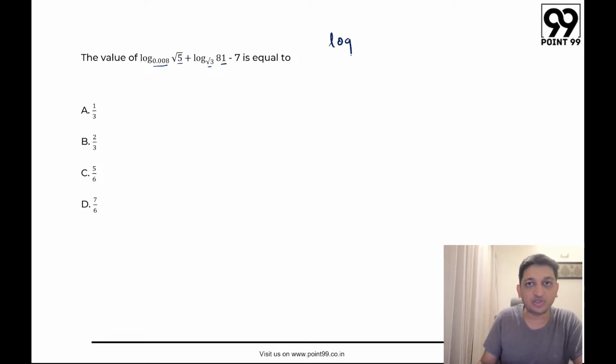For those of you who are joining us today and hadn't seen the previous sessions, I'll just explain what log of a to the base b is. Log of a to the base b is a question. What is the question? B raised to what gives me a?